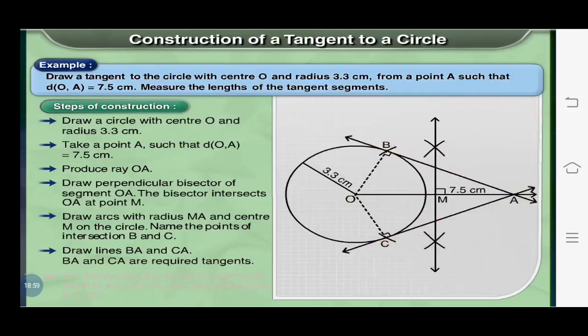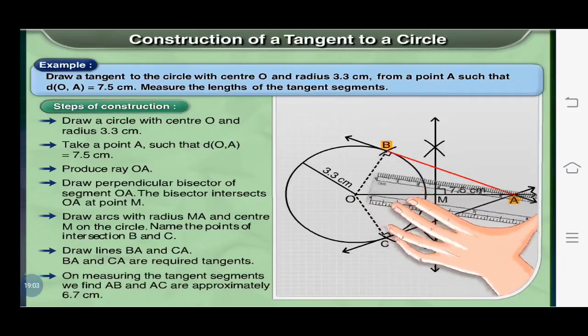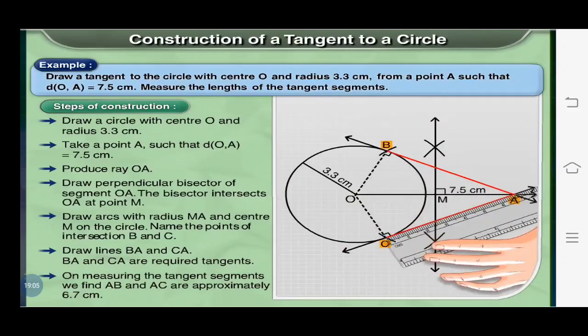On measuring the tangent segments, we find AB and AC are approximately 6.7 centimeters.